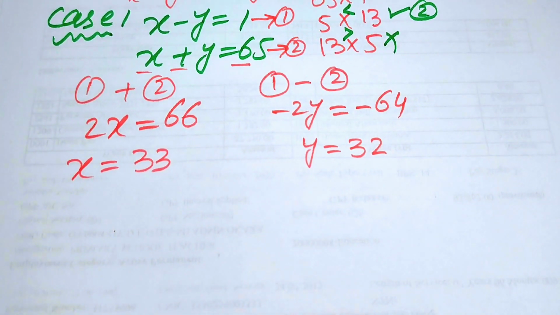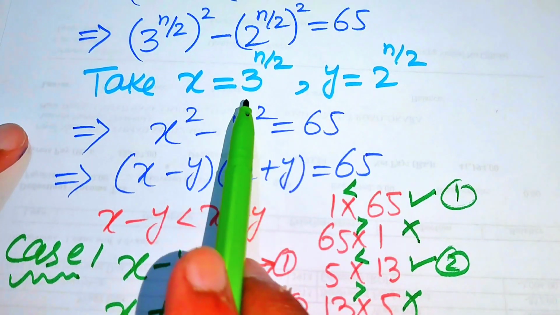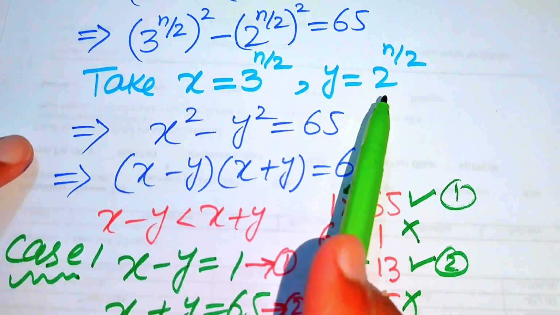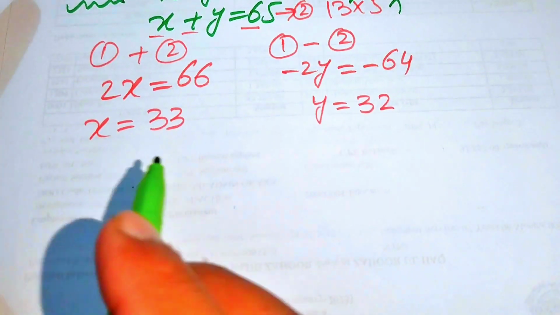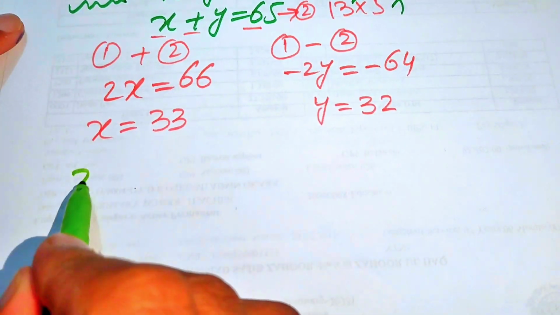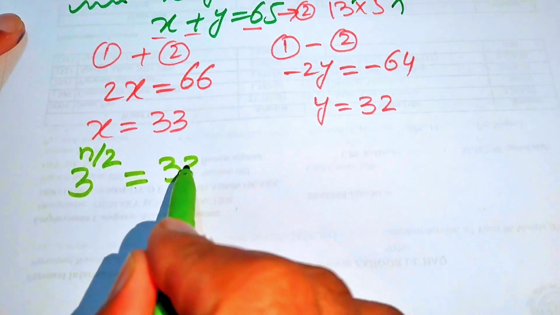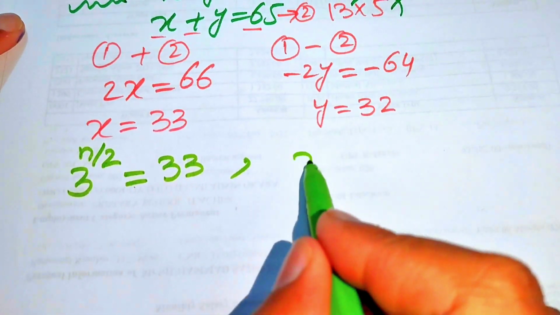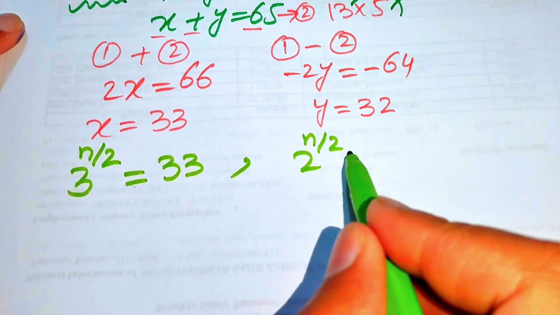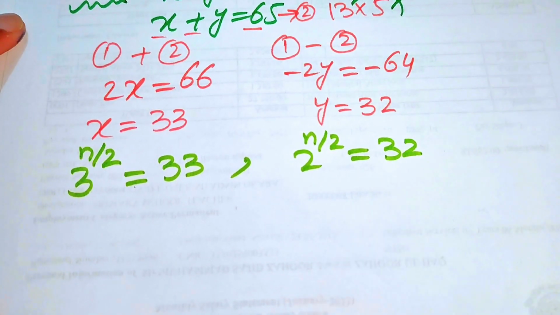So we have these two values of x and y, and now we back substitute the values of x and y. You see here we have x is 3 to the power of n over 2 and y is 2 to the power of n over 2. So we substitute these two values here and you get the value of n. So we have 3 to the power of n over 2 is 33, and 2 to the power of n over 2 is also 32.